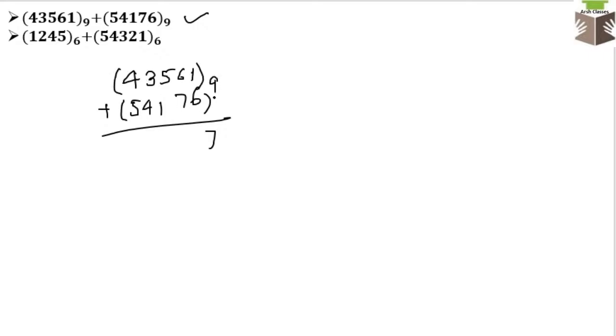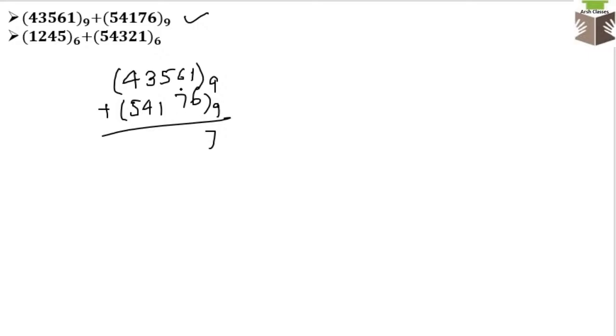As we do addition, subtraction or multiplication in base 10, that fast I can write in any base, guys. This is 43561, and we need to add 54176. So 6 plus 1 is 7, and 7 is less than 9, so no problem at all, just write 7. And by the way, let me write here, the base is 9.